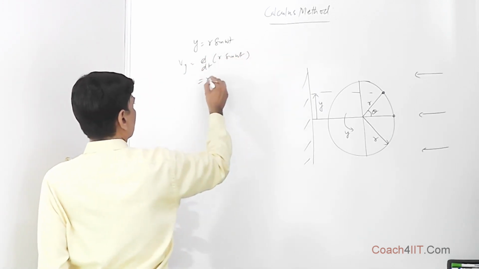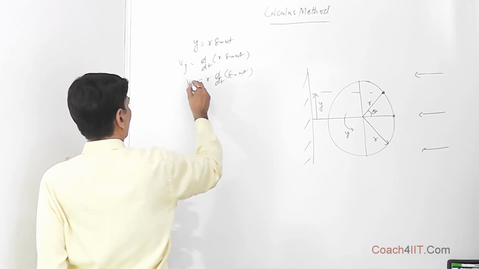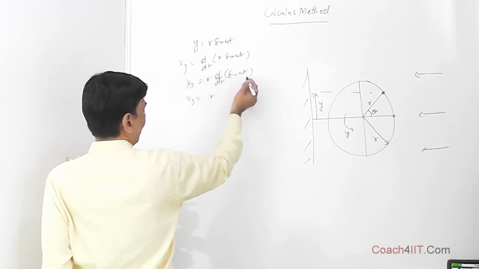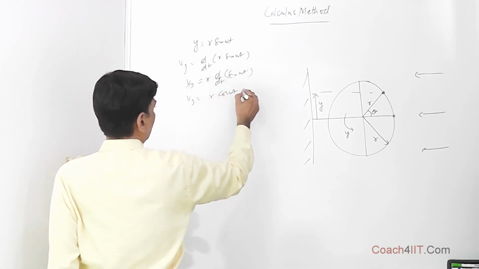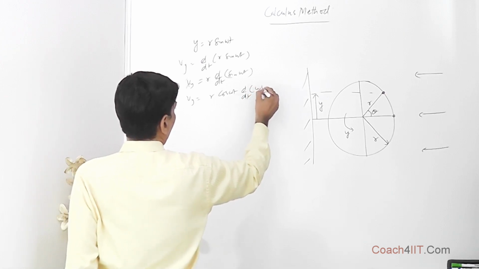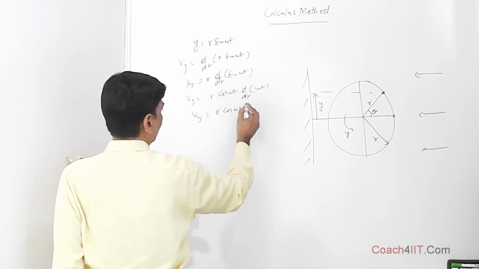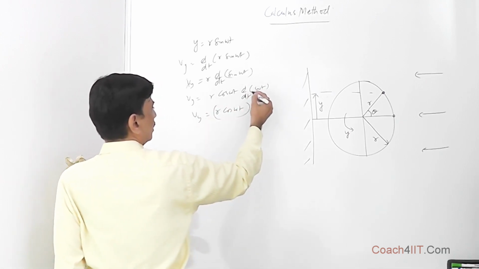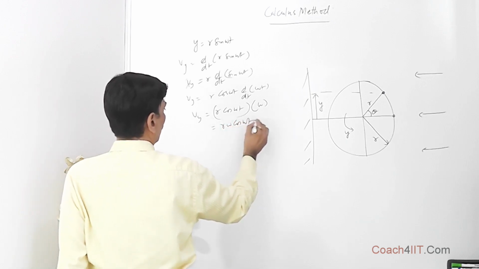R is constant, it comes out. So it is d by dt of sine omega t. So this is Vy. So Vy is equal to R times the derivative of sine omega t, that is cos omega t into d by dt of omega t. So this comes out to be R cos omega t into d by dt of omega t, which is omega only. So this comes out to be R omega cos omega t.